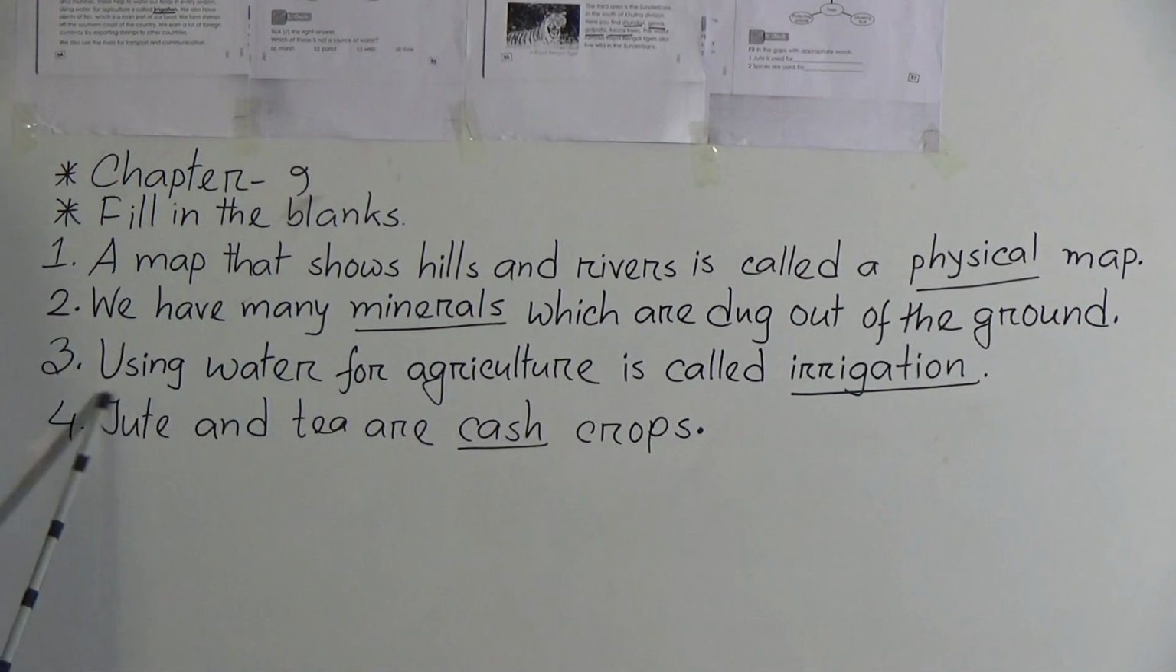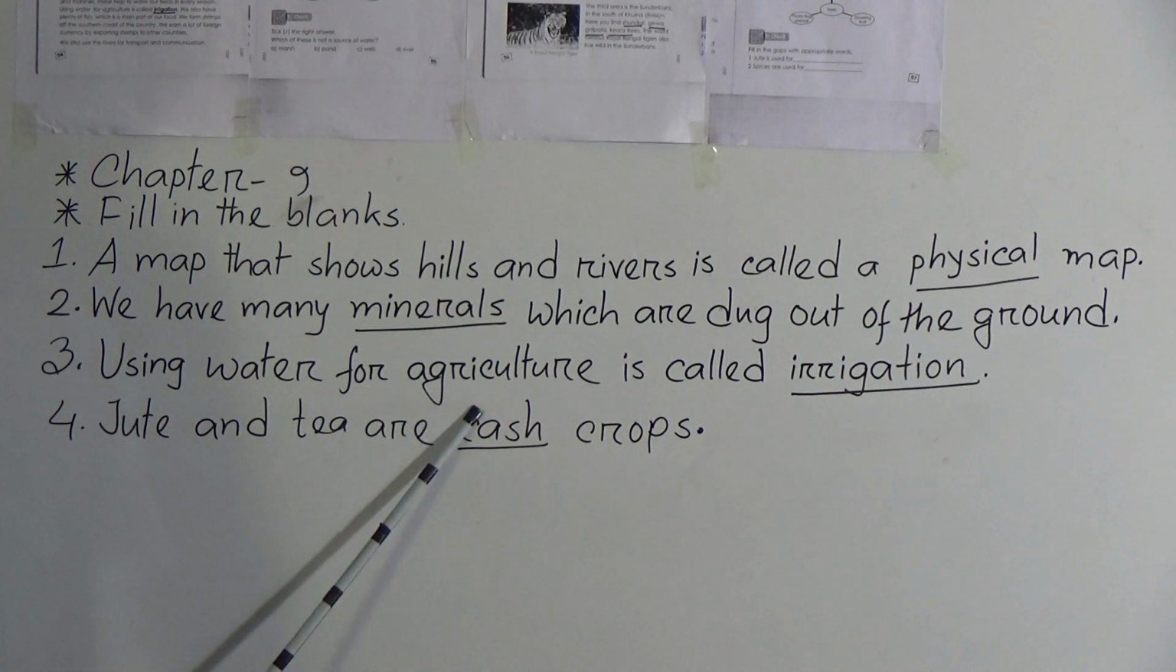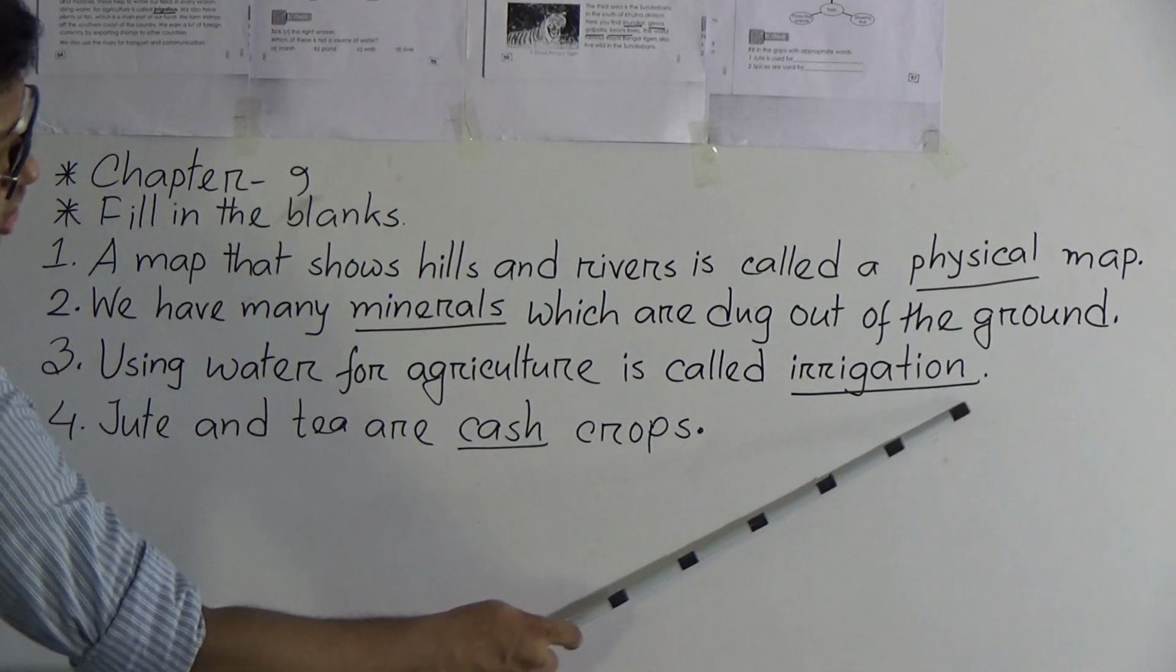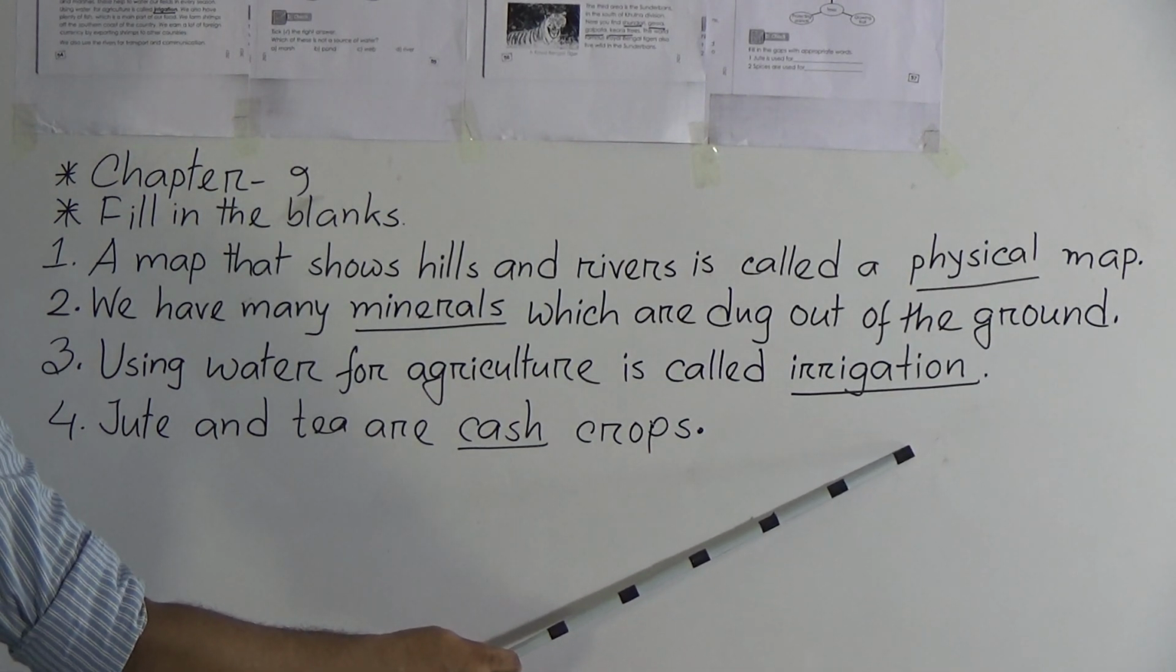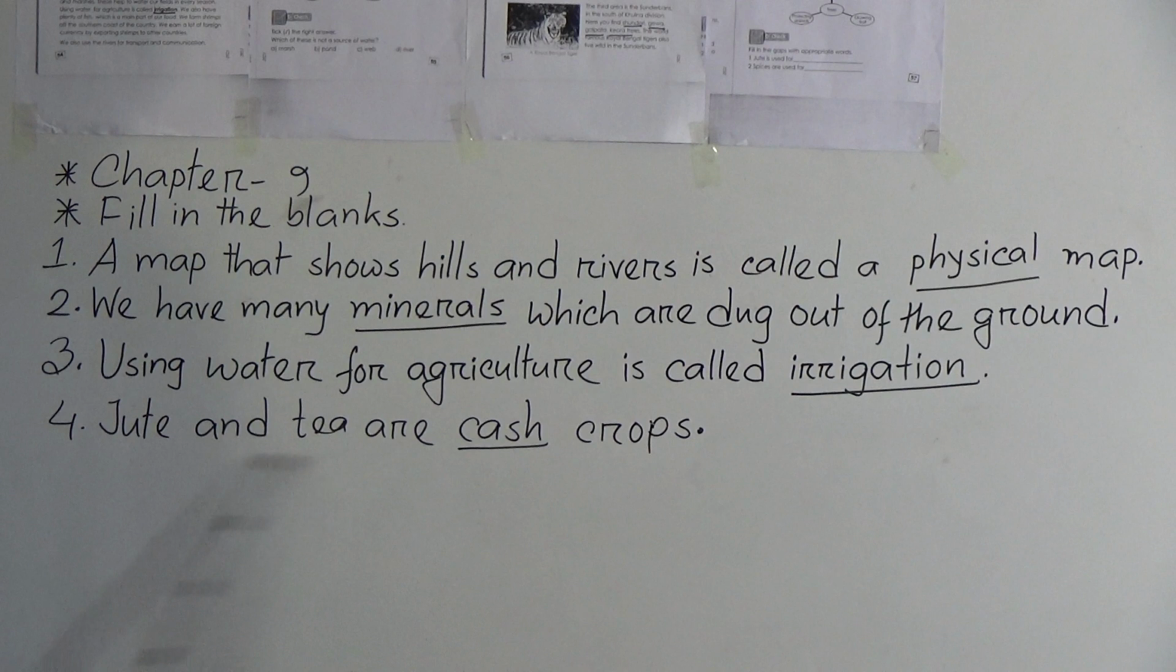Number 3, using water for agriculture is called irrigation. As we have read today, this is taken from Chapter 9, Lesson 3. Number 4, jute and tea are cash crops. So jute and tea are cash crops. This is taken from Chapter 9, Lesson 4.